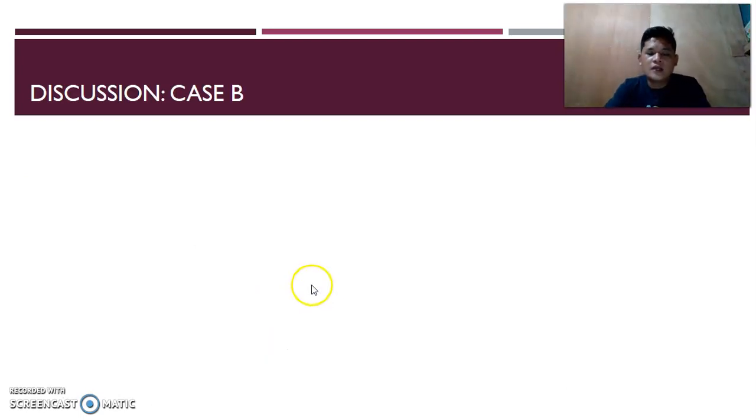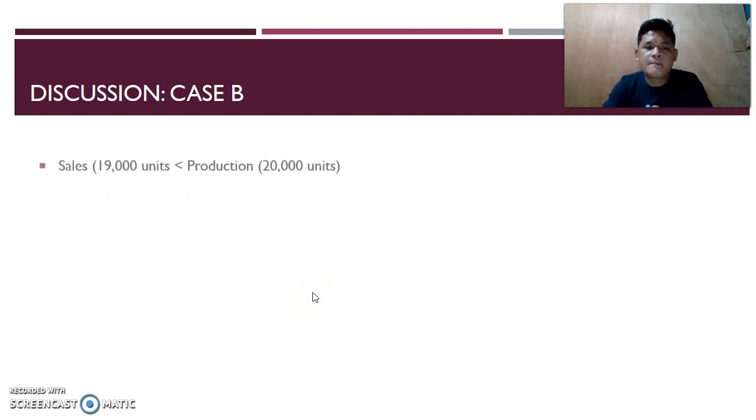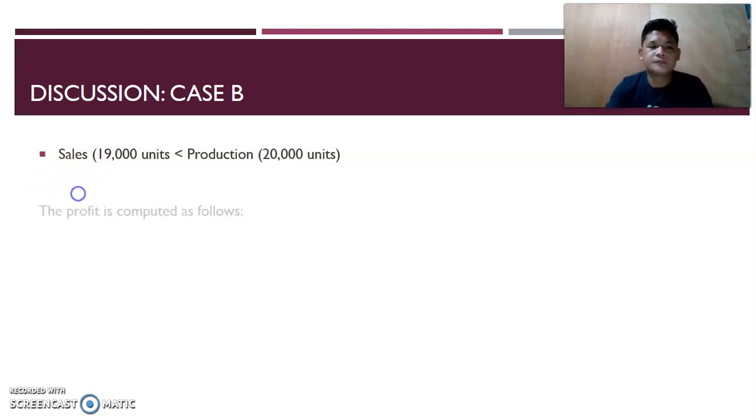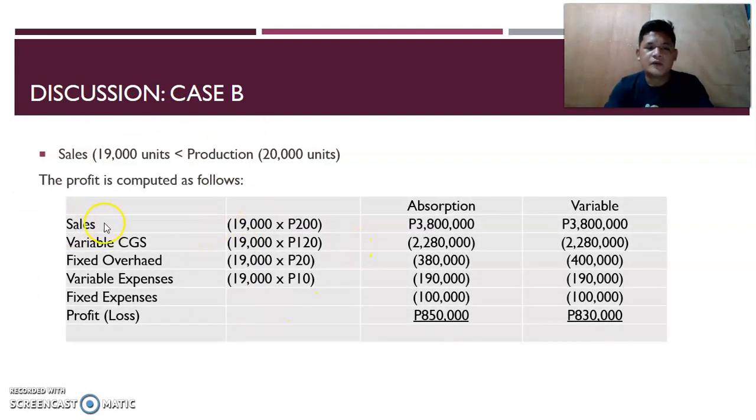Next, discussion in case letter B. Sales. So, in case letter B, mas mababa ngayon yung sales versus the production. So, the profit is computed as follows. So, ito, sales based on quantity sold. Here, quantity sold. So, under absorption, yung fixed overhead is 380,000. Under variable, 400,000. So, paano ito nakuha, class? So, na-discuss ko na yan kanina.